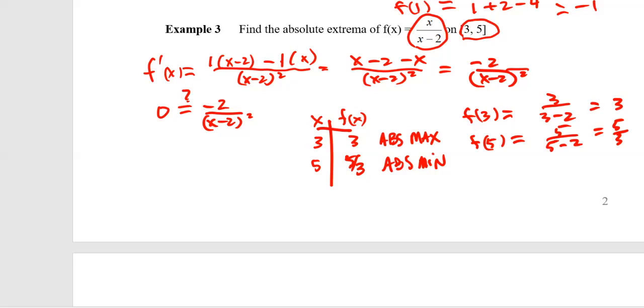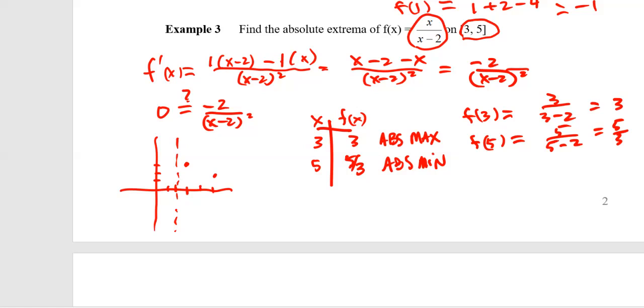So essentially what we're seeing here, and this isn't necessary to the problem, but I want you to see this. At 2, you have that vertical asymptote. And at 3, you have a value of 1, 2, 3 right here. At 5, you have a value of 5/3, which is 1 and 2/3. So at 3, 4, 5, it's about here.